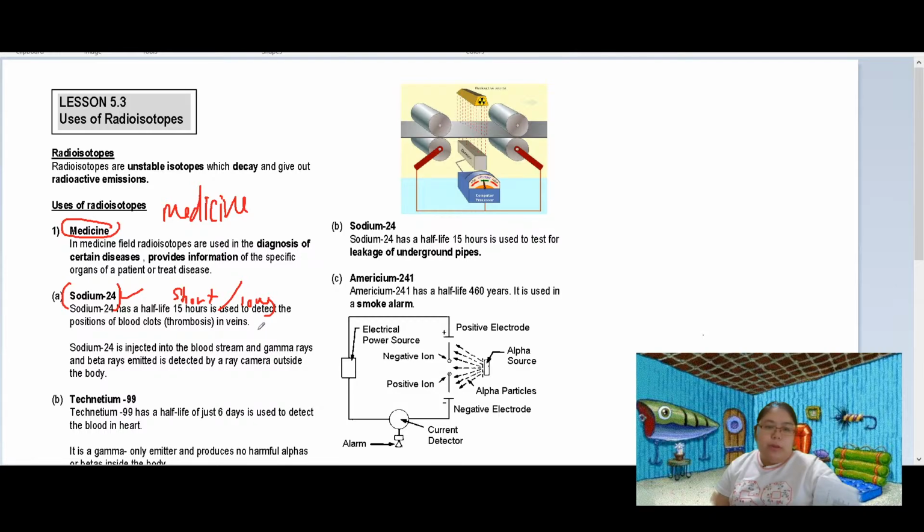One more tip for medicine: all the radioisotopes used in medicine must have a short half-life. The reason is they must not stay longer in our body, as they will be harmful. So from here you need to memorize sodium-24. Number 2, you need to know the function. The function is to detect the position of the blood clot in the veins. So when a question asks about sodium-24 in medicine, what's the function, you know: they want to detect the blood clot in the veins.